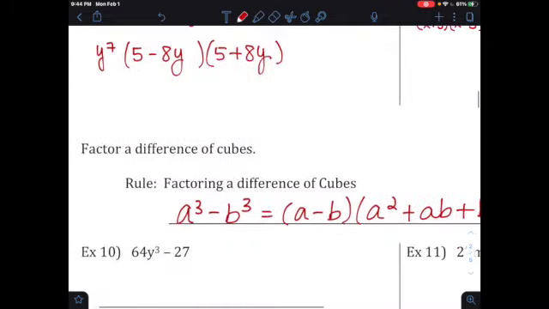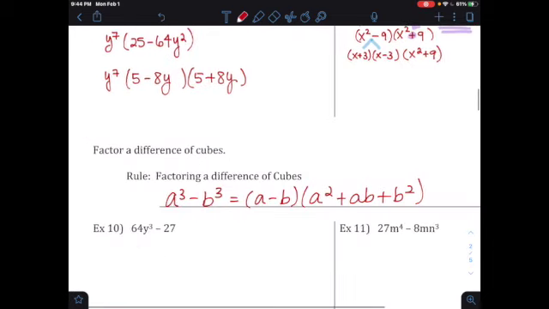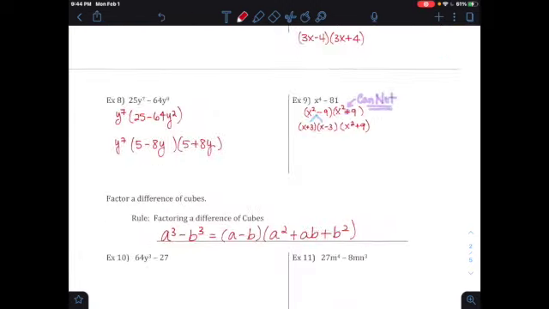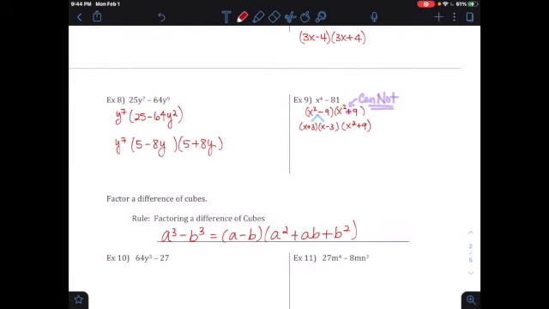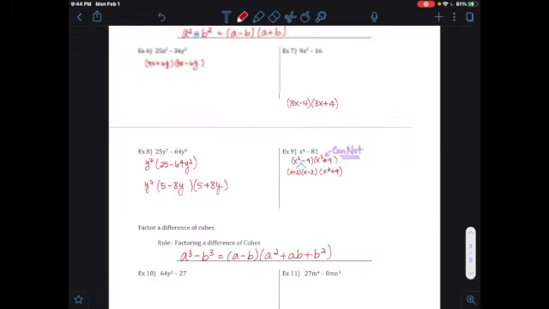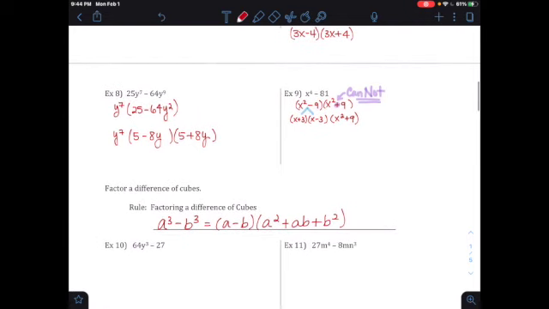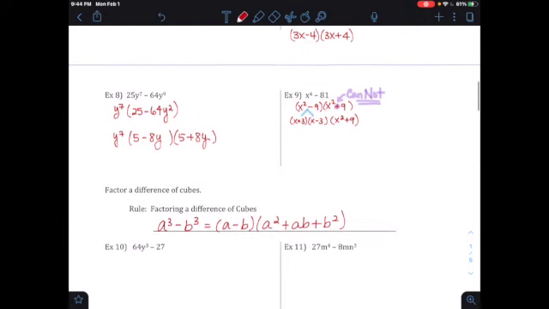Factor a difference of cubes. Make sure you jot down the formula. The rule for factoring a difference of cubes: a to the 3rd power minus b to the 3rd power. Notice in this section, which is examples 6, 7, 8, 9, now we are talking about cubes instead of squares. It's very important you know the difference.